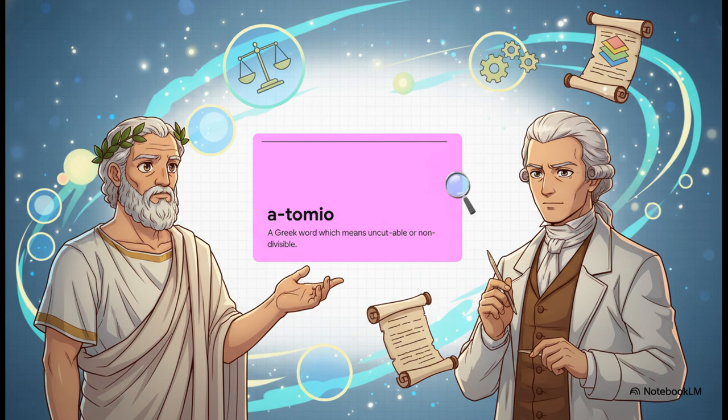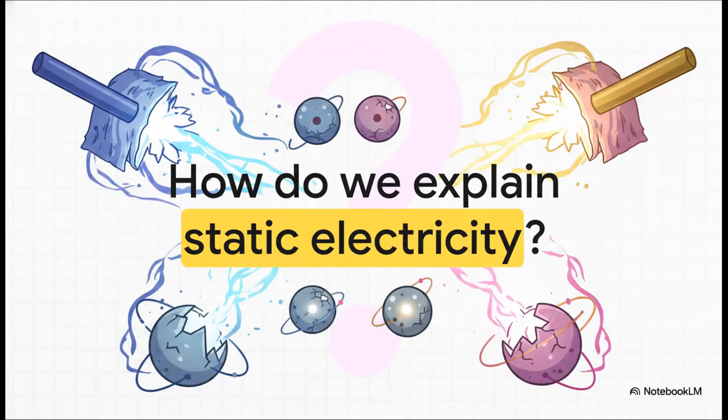And Dalton's atomic theory was incredibly successful at the time. It perfectly explained the law of conservation of mass, the law of constant composition, and the law of multiple proportions. For a while, it seemed like we had the ultimate answer to the nature of matter. But science is driven by anomalies, right? Dalton's theory explained a whole lot, but how on earth do we explain static electricity?